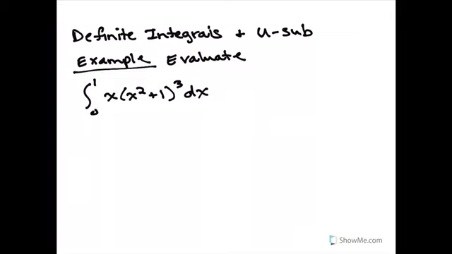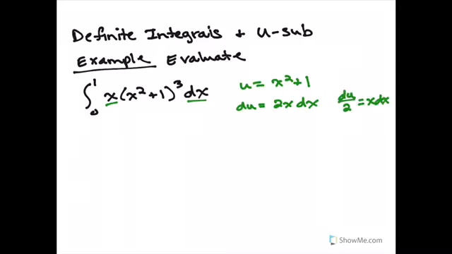So a good choice for my u would be x squared plus 1. Then my du is going to be 2x dx, which I at least see the x dx in my problem there. Or I could say du over 2 equals x dx, and then I'll just replace the x dx with the du over 2. So I'm going to have a 1/2 in the problem, right?